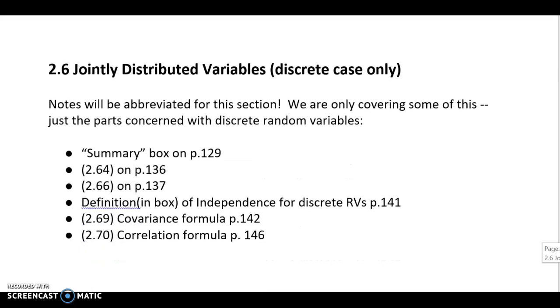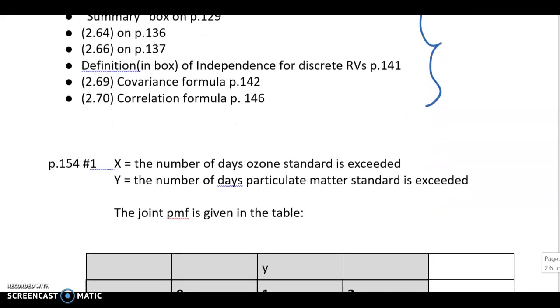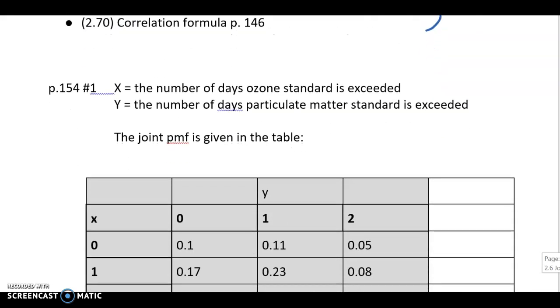All right, 2.6 is on jointly distributed variables, and we're just going to get started on this. Once again, you could pause right now and make sure you get all of this done. Then I'm going to go down and just do this example, because the example is really easy to understand. Although I don't really understand ozone, on page 154, number 1, x is the number of days an ozone standard is exceeded. Y is the number of days particulate matter standard is exceeded.